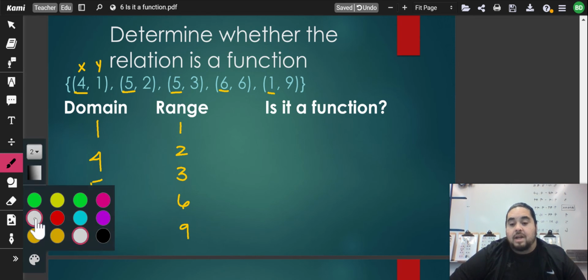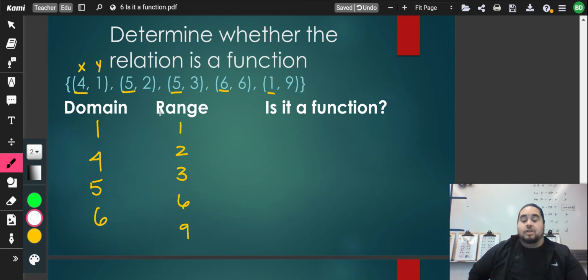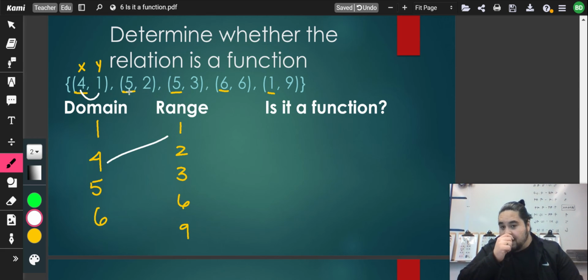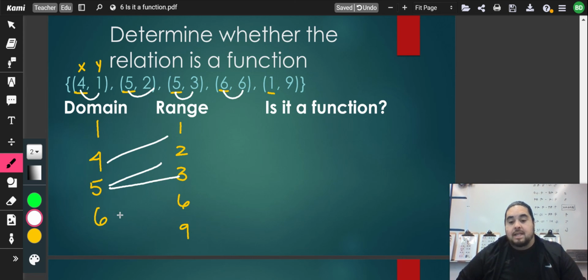Now, I'm going to, again, draw the lines to show the ordered pairs. So 4 matches with 1. 5 matches with 2. But 5 also matches with 3. Okay, 6 goes with 6. 1 goes with 9. Now, right here, this is a big no-no. 5 has 2 possible outcomes. 5 can be 2 or 3, and that's not okay based on the definition of function. So no, this would not represent a function.